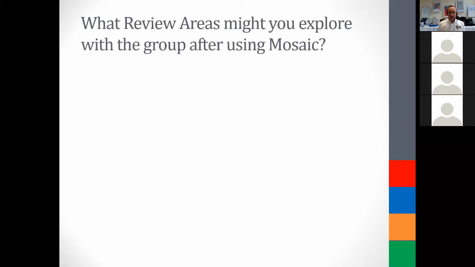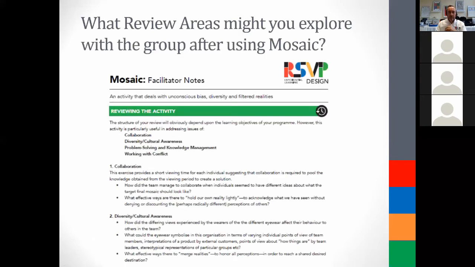We're always asked about, okay, so I get how to run the activity. It's relatively simple to run, but how do I review it? Well, our advice would always be, your review area will come from why you chose to use the activity. But as in all RSVP activities, we do provide some suggestions. So this is a page from the facilitator notes. So in collaboration, you may say, what effective ways are there to hold our own reality lightly, to acknowledge what we've seen without denying or discounting the perhaps radically different perception of others?